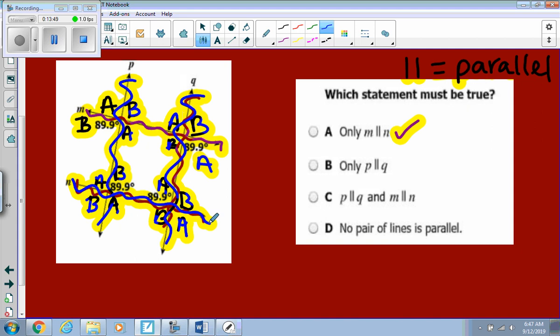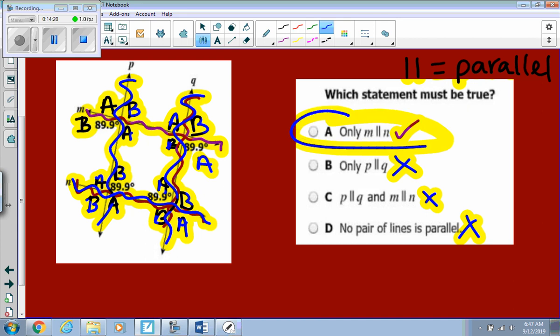All right, so I've got a B and I've got an A if I'm looking at just the bottom half of my line. B's and A's should add up to be 180. 89.9 plus 89.9 is not going to add to exactly 180, right? If it was 90 plus 90, it would be, but we're not rounding. We're going with the numbers that are exactly there. So P and Q is not true, which means that C can't be true and D can't be true because we found A to be true. So A is the correct answer.